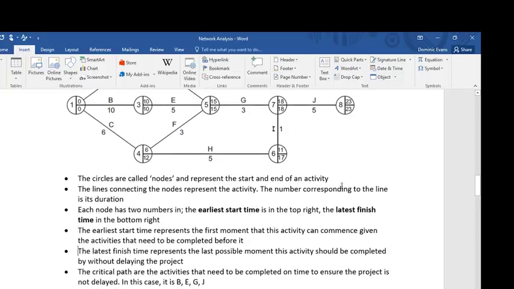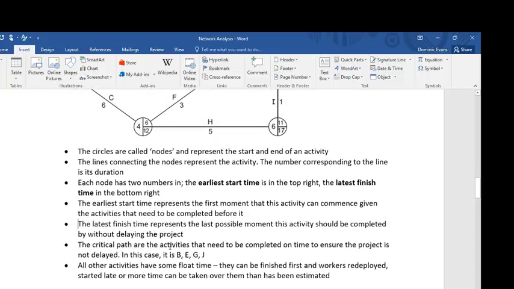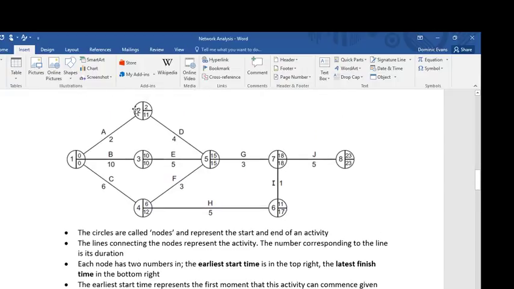The bottom right is the latest finish time. The latest finish time represents the last possible moment this activity should be completed by without delaying the project. So let's look again at activity A, which takes 2 weeks. We could start it in week zero and we could start activity D in week two.